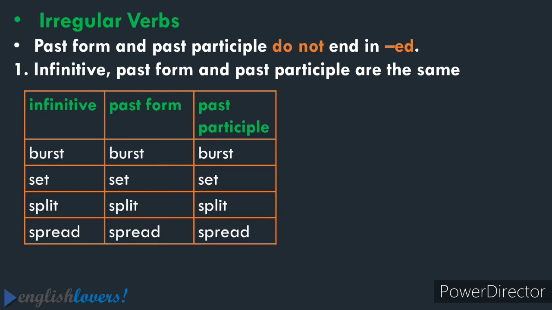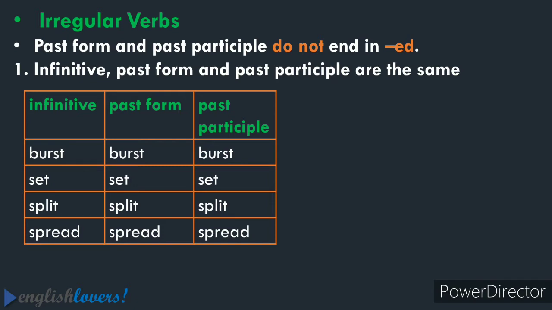Some more examples of the first case, where the three forms are the same. Burst, burst, burst. What is burst? Burst is to break and come out of something violently. Pronunciation is burst. Here also R is silent.